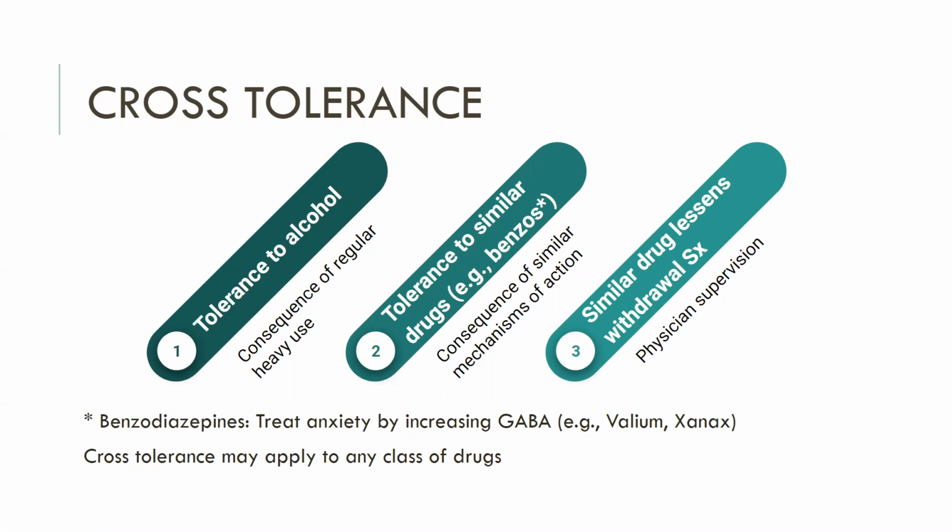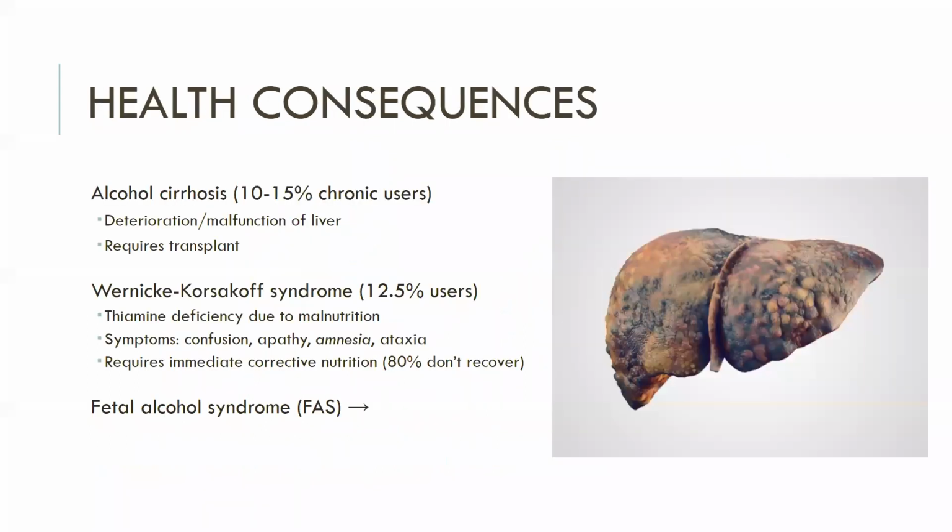And ultimately, cross tolerance is a principle that can be applied to any class of drugs. There are several health consequences to alcohol use, most notably alcohol cirrhosis, which impacts about 10 to 15% of chronic users. This is basically when the liver begins to deteriorate and malfunction, requiring a liver transplant. And this is ultimately because the liver is our body's main organ responsible for filtering out toxins, including, of course, alcohol.